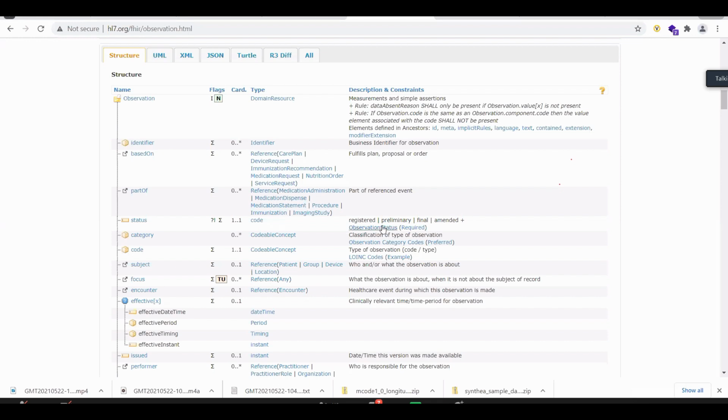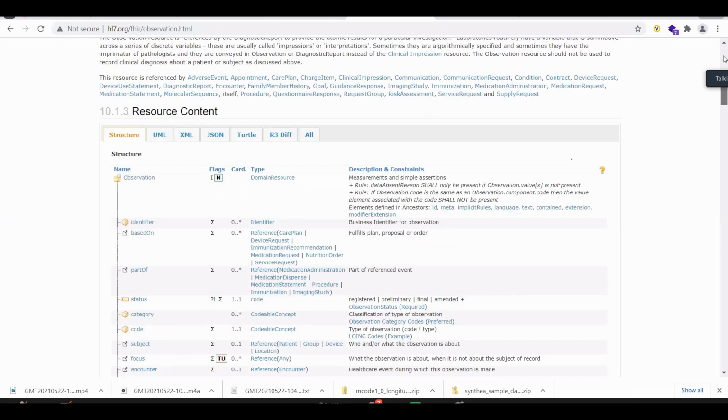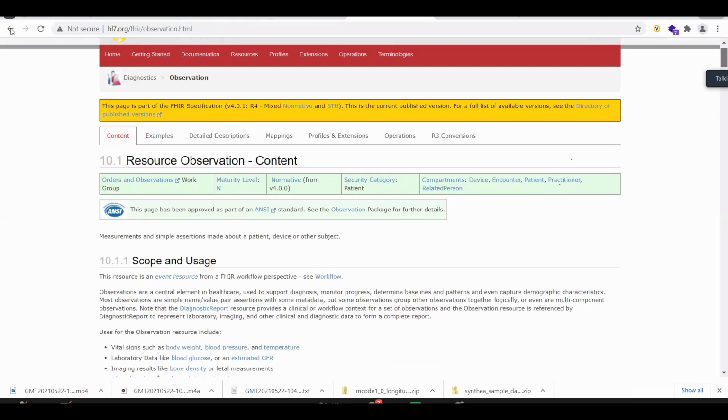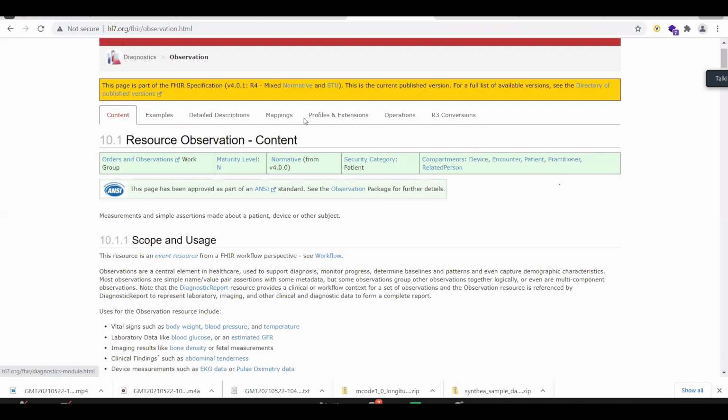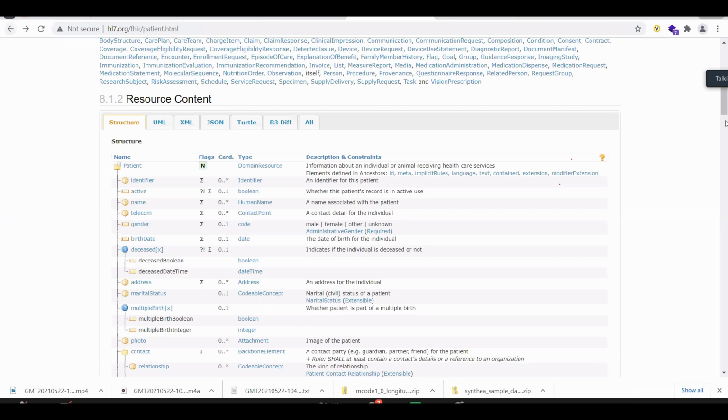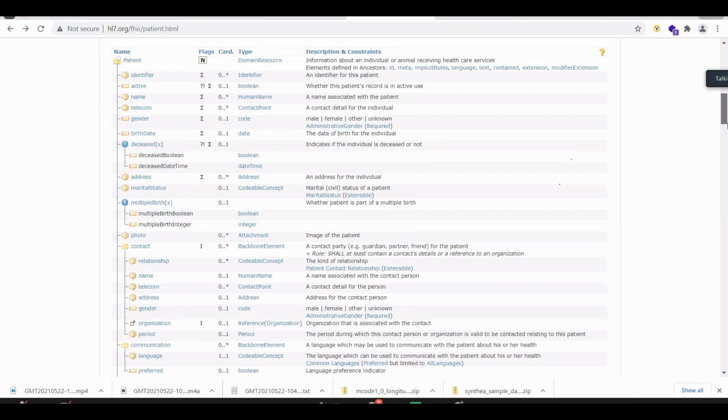Another question: does that mean we do not have any required attributes in the Patient resource? Can you not figure that out? Whoever asked that question, please figure that out and ping back the answer. That's a good question, but that's an exercise. You know how to read it now, right? Just take a look at it and see. I don't see anything that is required here.